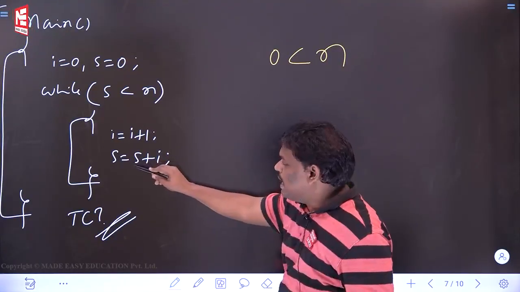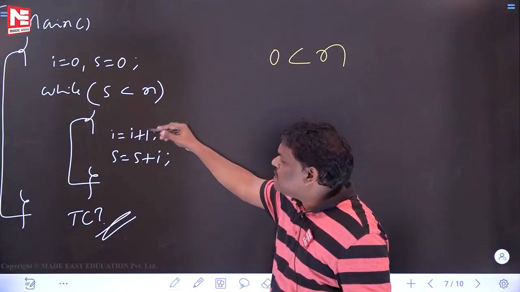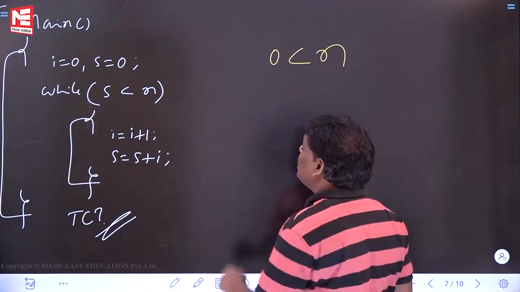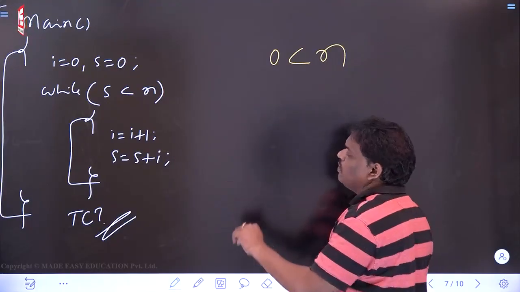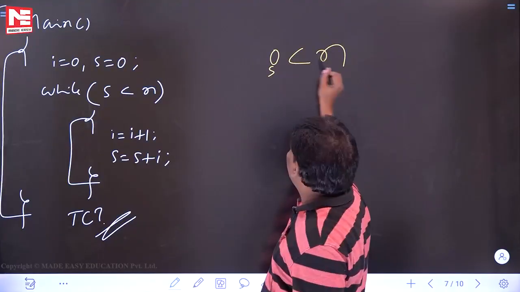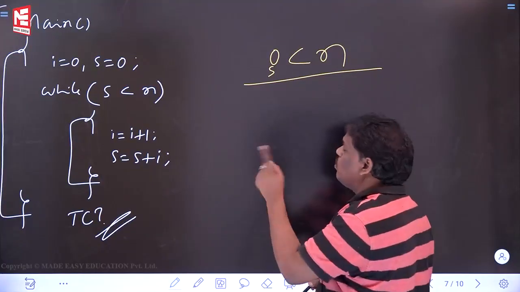For the s, what will be added? I. What is the I value initially? 0, right? I is always incrementing by 1, and s is going to be s plus I. Initially I value is 0, s value is 0. So 0 less than n condition is true. Inside, I will increment by 1, s is equal to s plus I.